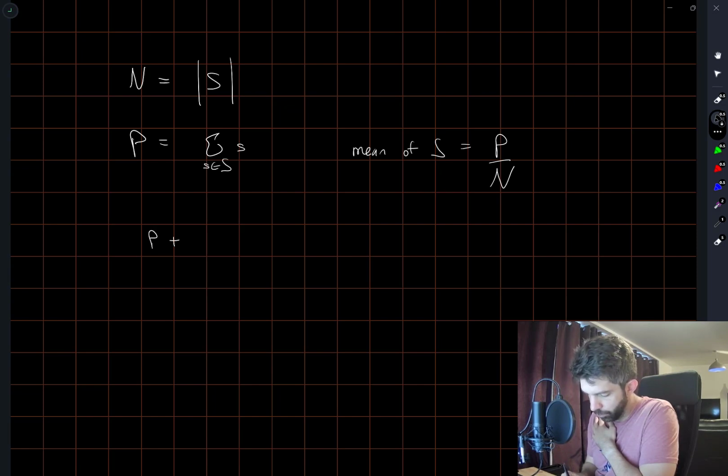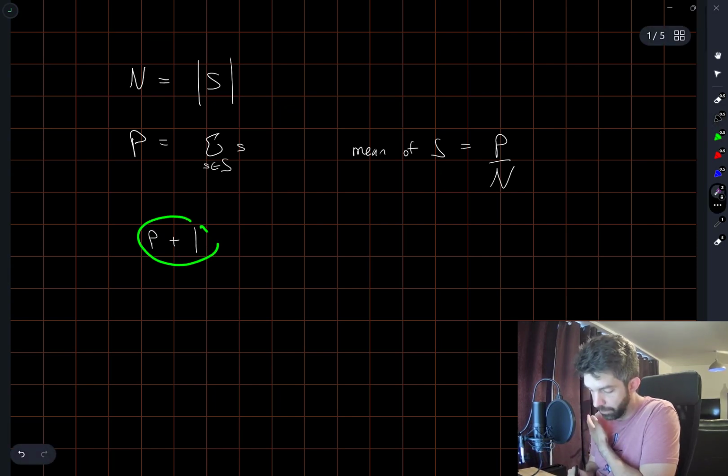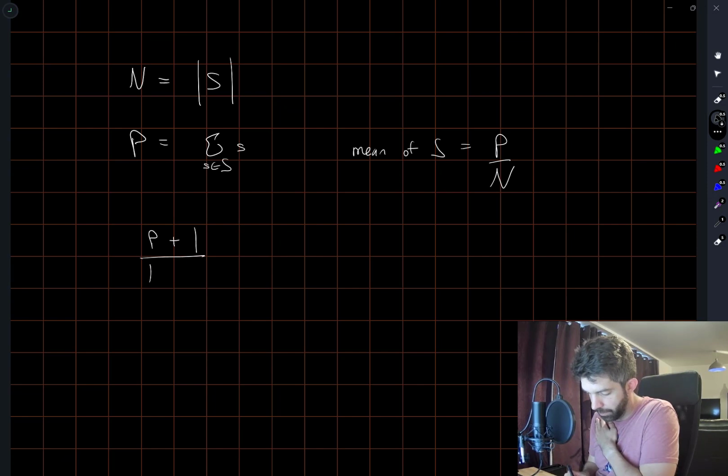So P plus 1, that's the sum of all the elements in S union 1, right there. And when we divide, this set now has n plus 1 elements. So this is equal to 13 less than the mean of S. The mean of S is P over N. So there we go.